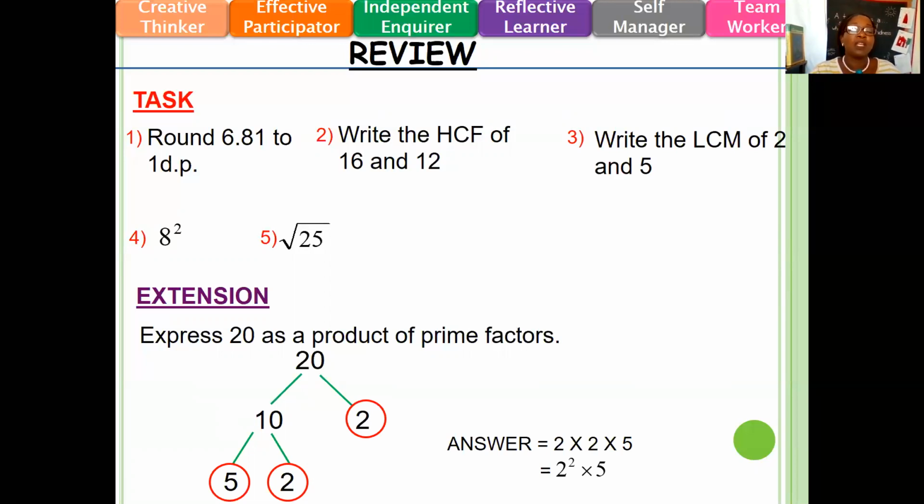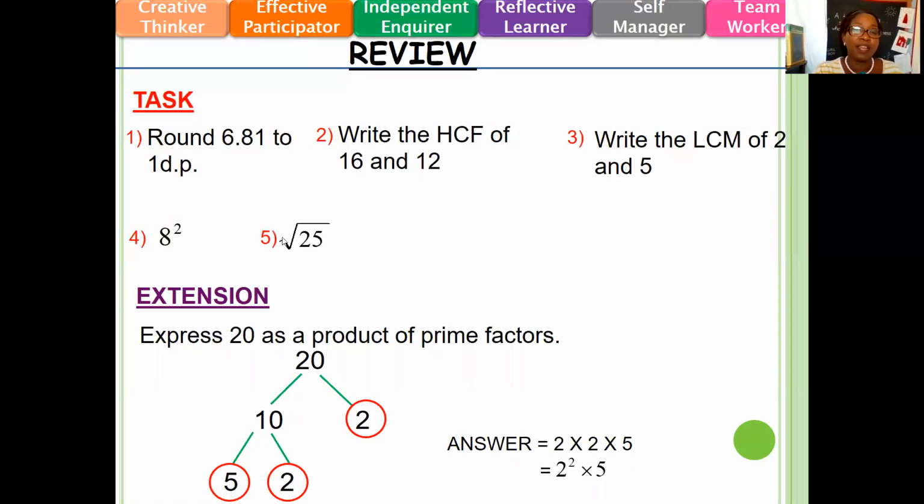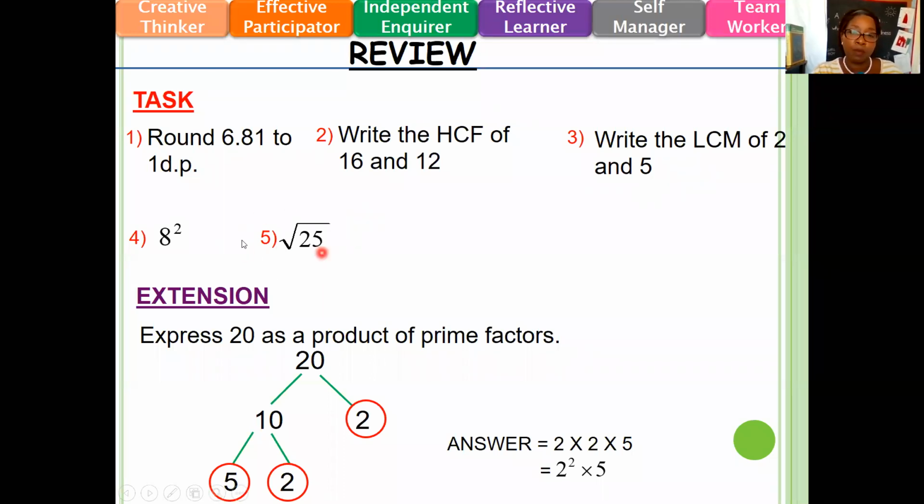All right. Now let's go to question number 5. Question number 5, right here. Do you remember what that symbol means? That is our square root symbol. It looks like division, but it's not. It's got a little extra something there. So that's the square root of 25. Do you remember how that works?